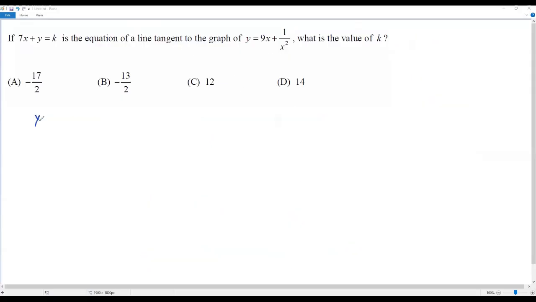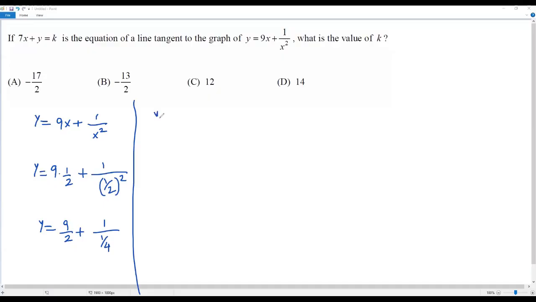Okay, let me take the equation of the curve. y is equal to 9x plus 1 over x squared. Now let me plug in x equals 1 over 2. Then I'm getting 9 times 1 over 2 plus 1 over (1 over 2) the whole squared. Then I'm getting y equals 9 times 1 over 2, which is just 9 over 2, plus 1 over this (1 over 2) the whole squared, the result of which is 1/4. Okay, now let's do some simplification over here. Then we get y equals 9 over 2 plus, and so here 1 is divided by 1/4. The simplification of this one is just 4.